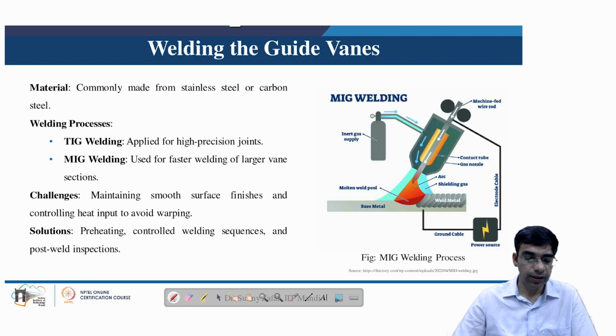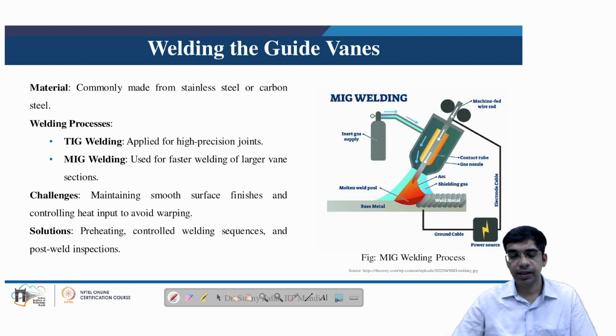Then we can also see the use of metal inert gas welding for materials such as stainless steel or carbon steel. As TIG welding is applied for high precision joints, metal inert gas welding is used for welding of larger vane sections, especially the thicker sections. But there are challenges to maintain a smooth surface finish as well as controlling the heat input to avoid warping. Solutions such as preheating, controlling the welding sequence if there are several passes, and conducting post-weld inspection are some of the solutions to overcome the challenges in metal inert gas welding.